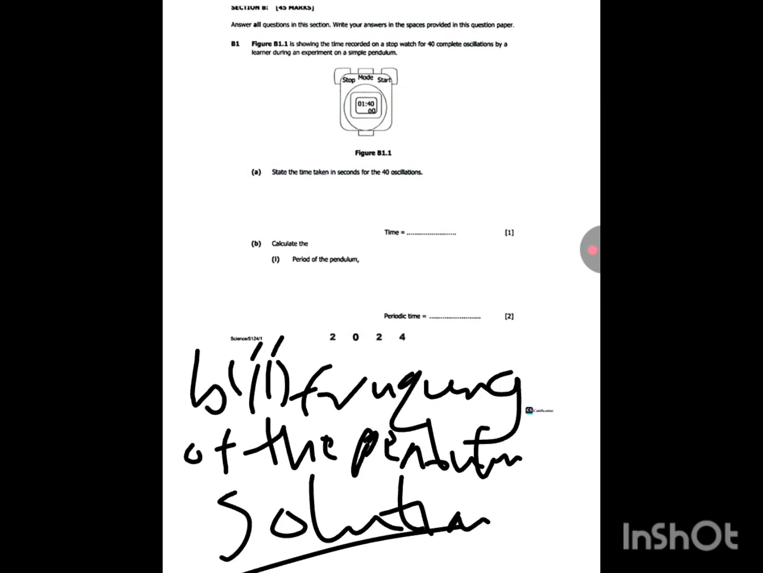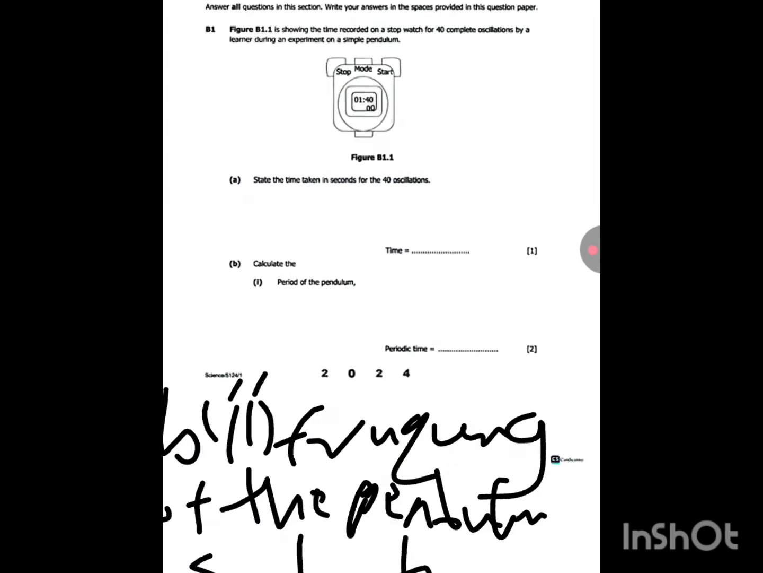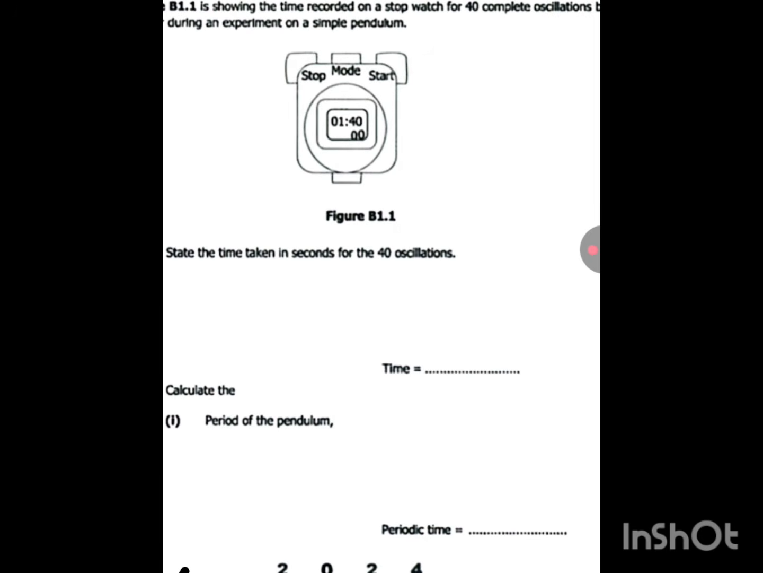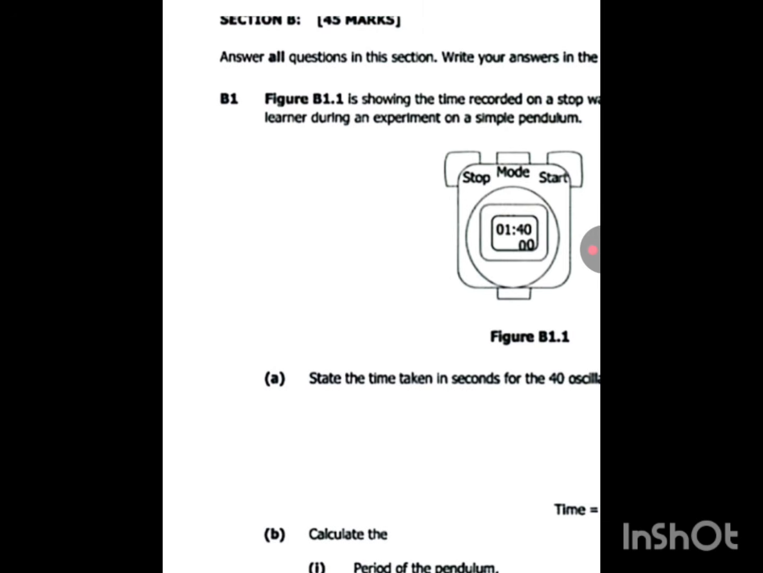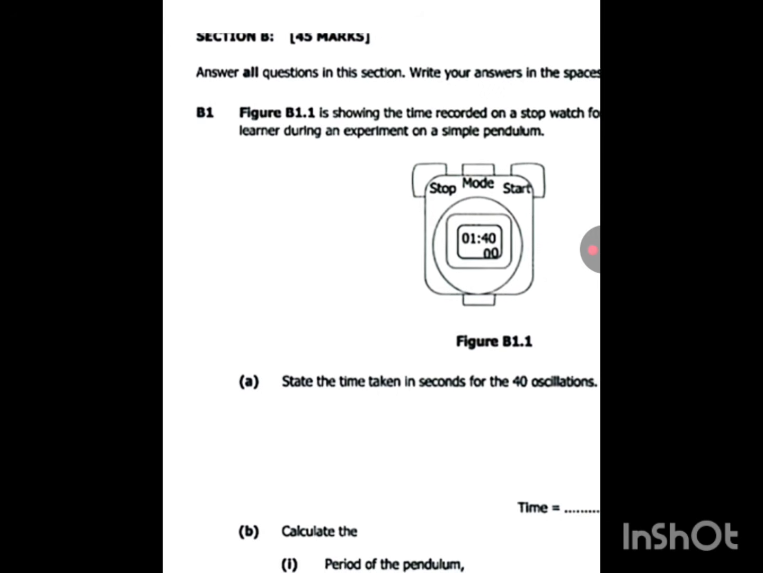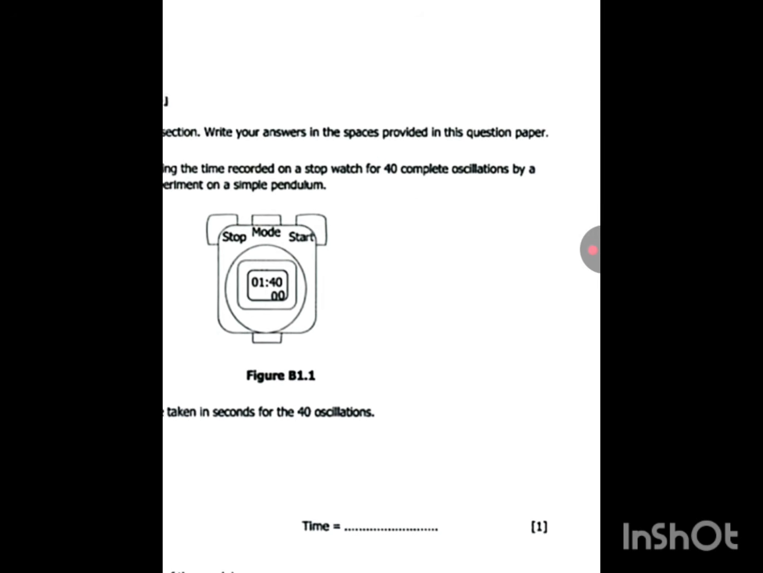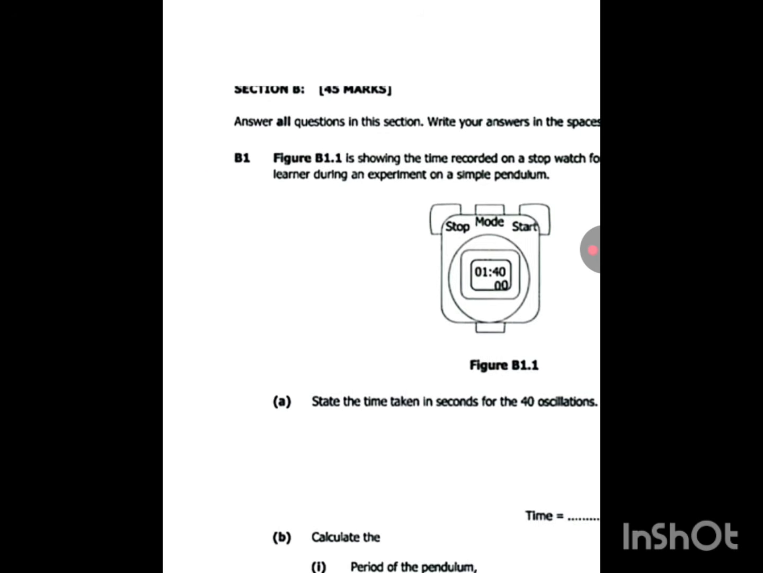This is Science Paper 1, 2024 Internal Division. So let's begin now. This is Science Paper 1, Section B. Instruction: answer all questions in this section. Write your answers in the space provided in this question paper.